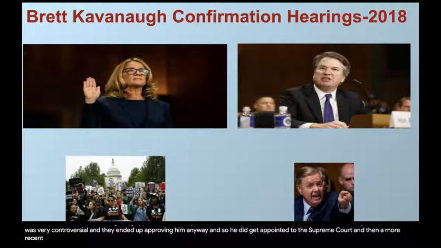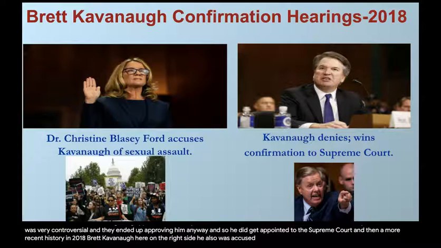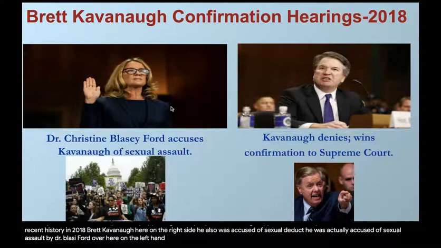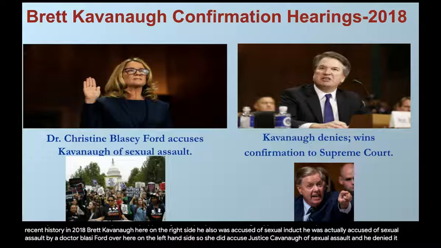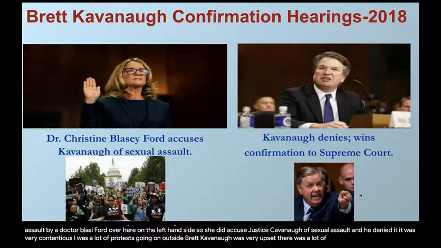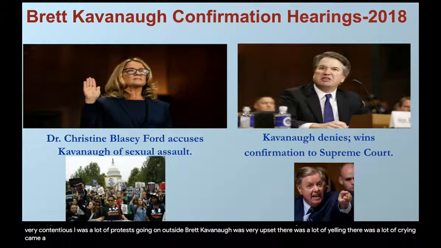And then in more recent history, in 2018, Brett Kavanaugh here on the right side, he also was accused of sexual misconduct. He was actually accused of sexual assault by Dr. Blasey Ford over here on the left hand side. So she did accuse Justice Kavanaugh of sexual assault, and he denied it. It was very contentious. There was a lot of protests going on outside. Brett Kavanaugh was very upset. There was a lot of yelling. There was a lot of crying. It became a real spectacle. But he, again, was approved for the Supreme Court.